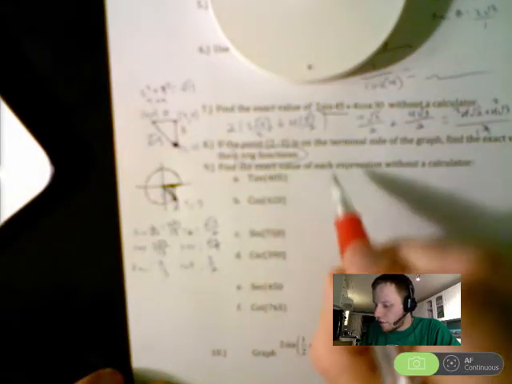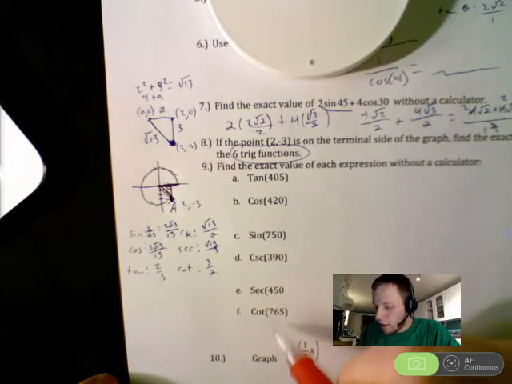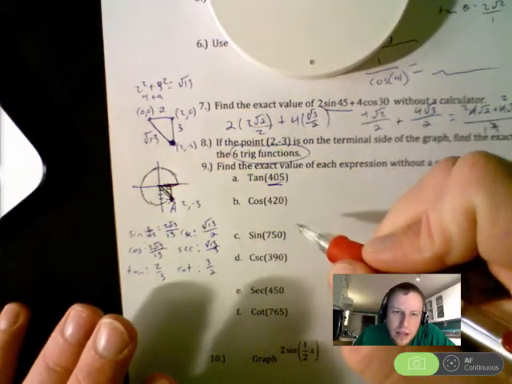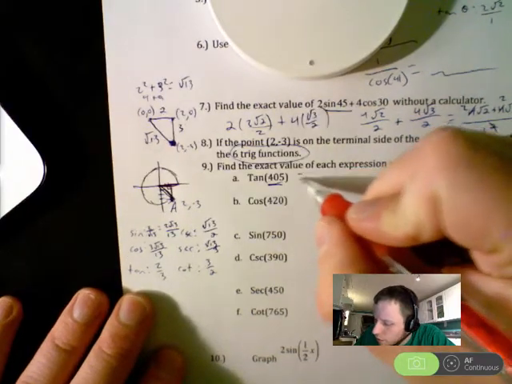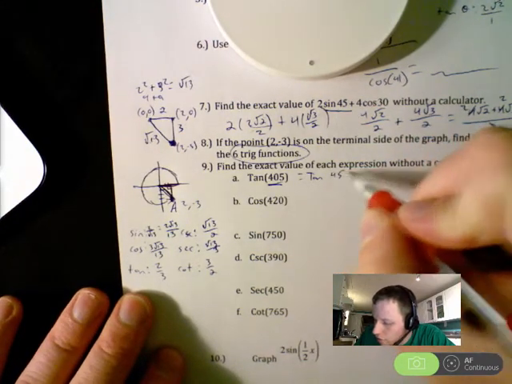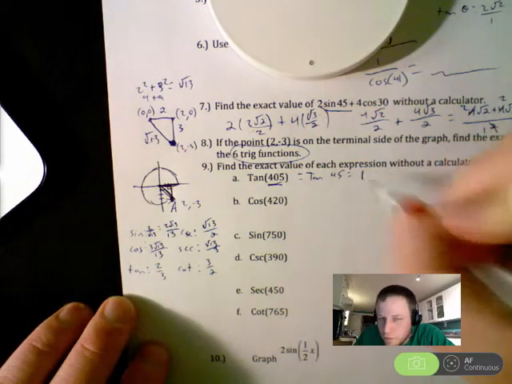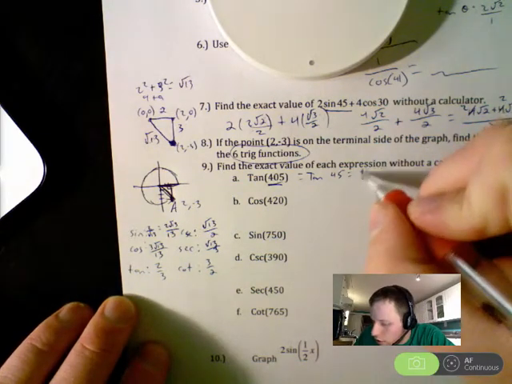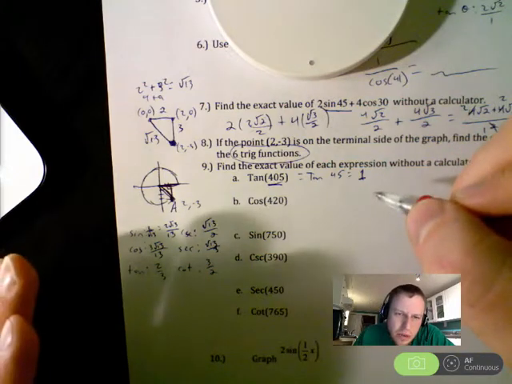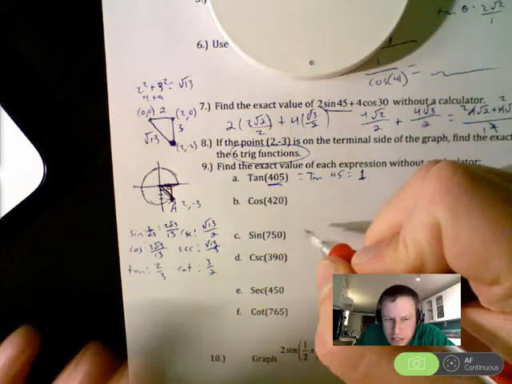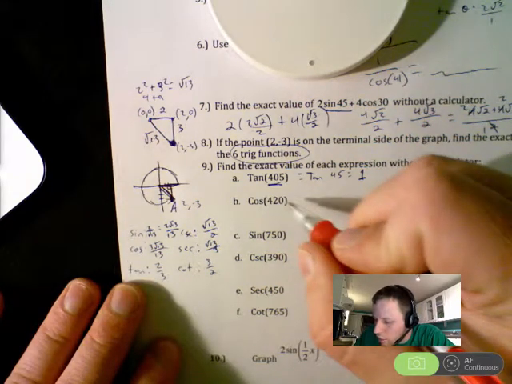Now to find the exact value of these expressions without a calculator, basically take this 405 and subtract 360. If you do that, you end up with tangent 45, and whatever tangent 45 is, which is our y value over our x value, it'll end up being 1. So the answer for this guy is 1. You can double check with your calculator on this. Cosine 420, the exact same thing. You end up with cosine of 60, which I believe is 1/2.